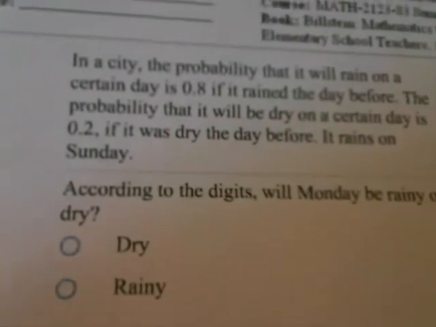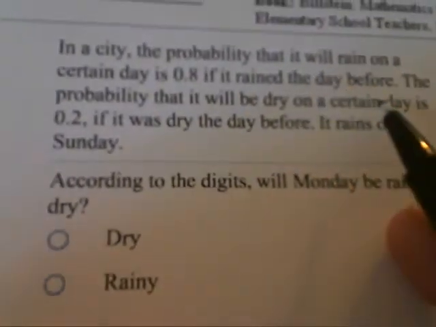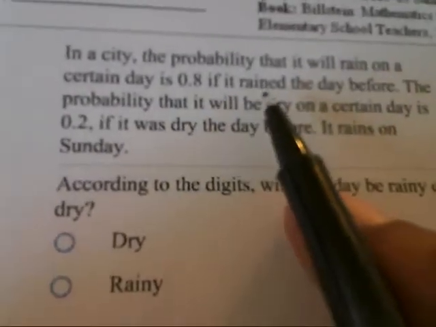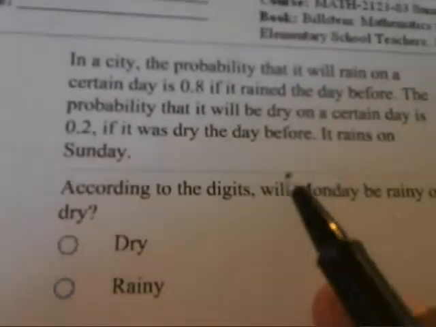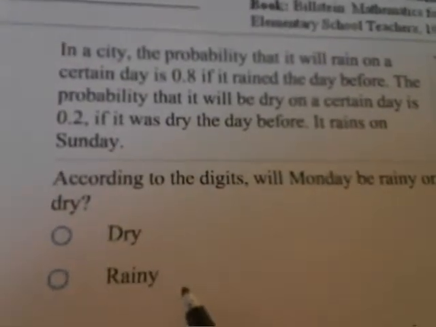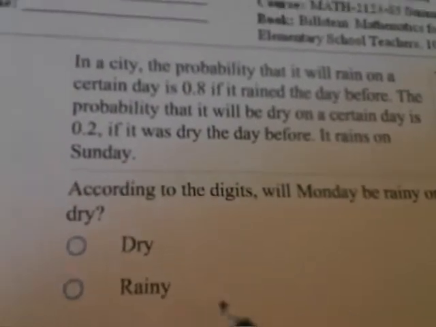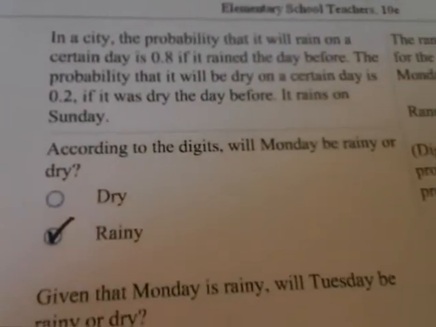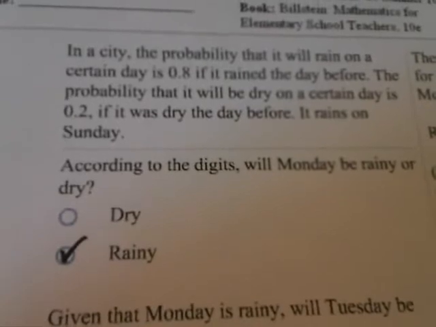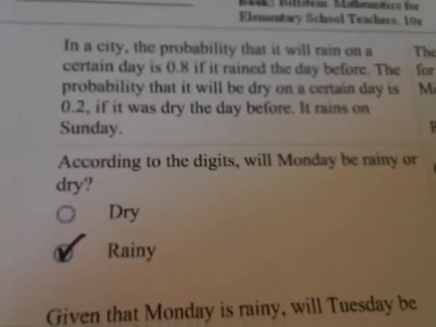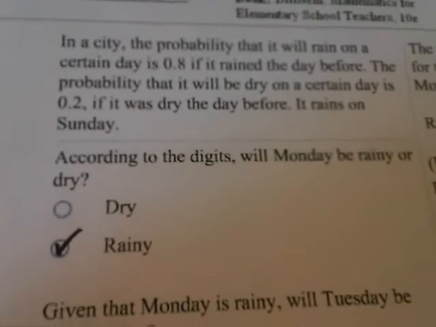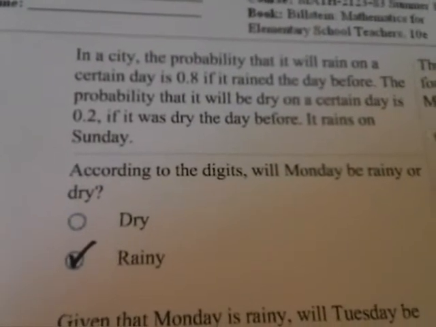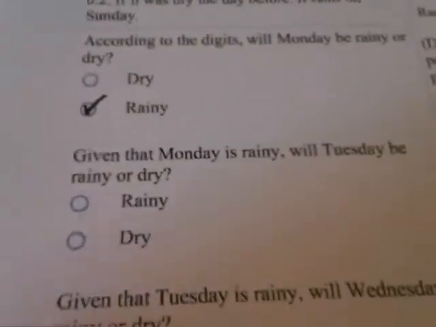In this particular problem, we're told that the probability that it will rain on a certain day will be 0.8 if it rained the day before. And here it rained on Sunday, so on Monday we can predict that it will be raining, simply because it rained on Sunday and we're told that the probability that it will rain on that day will be 0.8 if it rained the day before. Okay. Now, problem number 2.